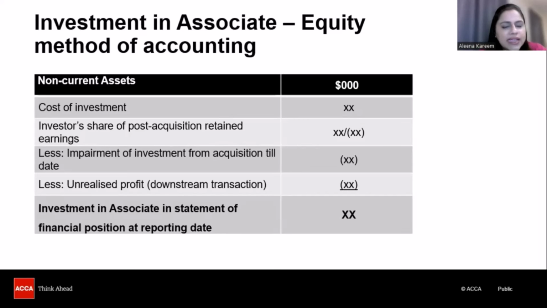One more thing that can come up as an adjustment is the unrealized profit if it is a downstream transaction. Just remember this for now, the accounting treatment. We are going to discuss the unrealized profit shortly, both upstream and downstream transactions. Now, the final figure that we get over here is the investment in associate in the statement of financial position at the reporting date. So from the date of acquisition till the reporting date, we are going to identify that.